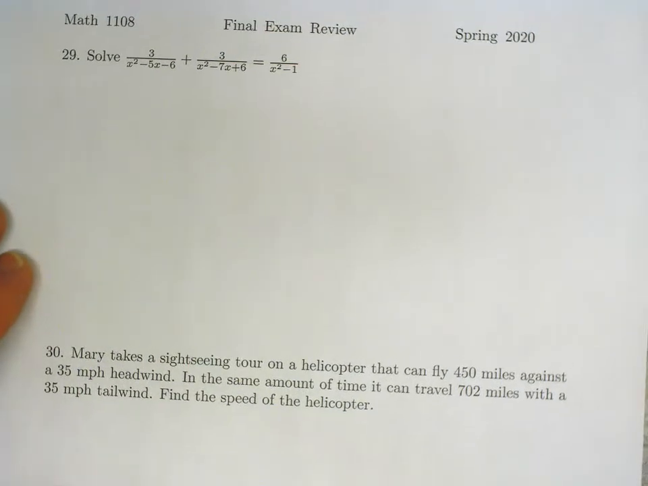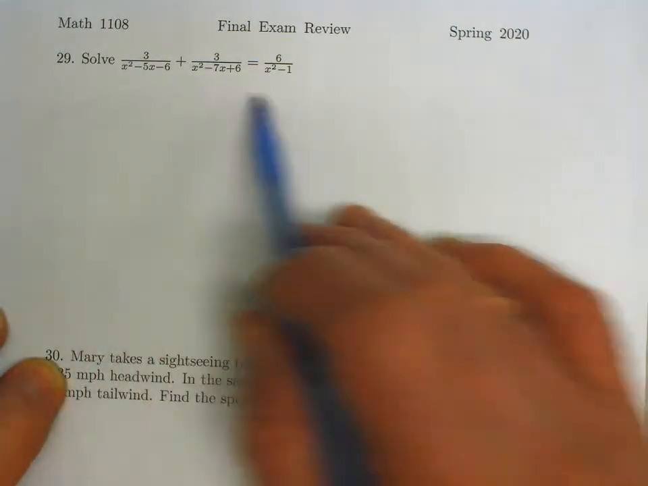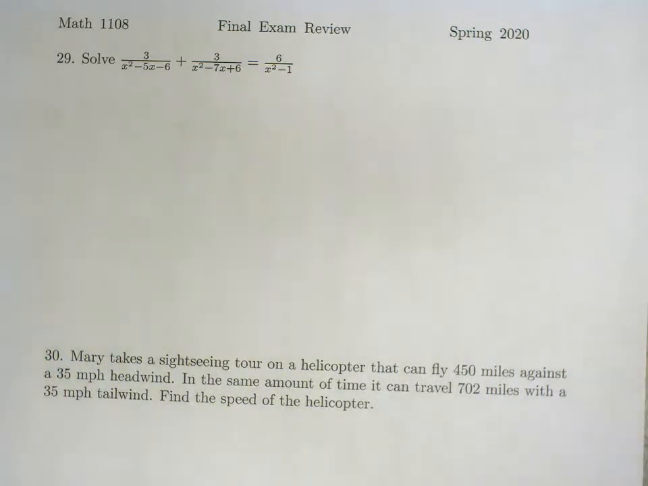Okay, the next problem. Solve the equation with rational expressions. Okay, so solve 3 divided by x squared minus 5x minus 6 plus 3 divided by x squared minus 7x plus 6 equals 6 divided by x squared minus 1. Okay, we want to factor the denominators so that we can more easily find the least common denominator.